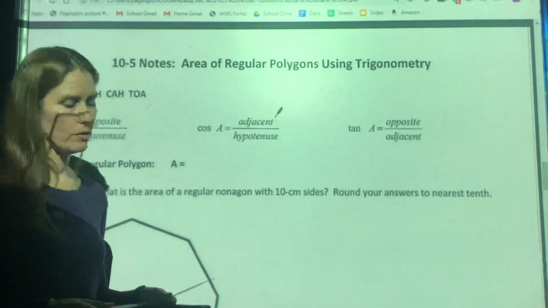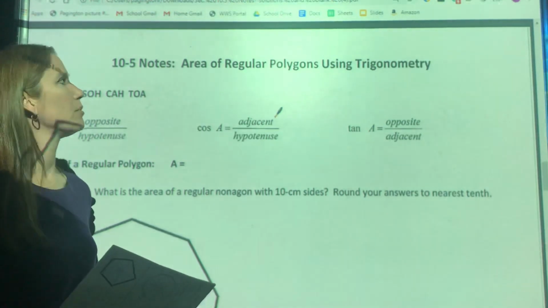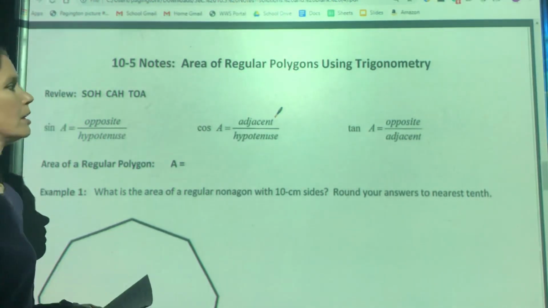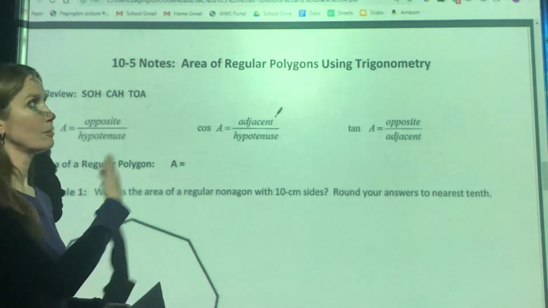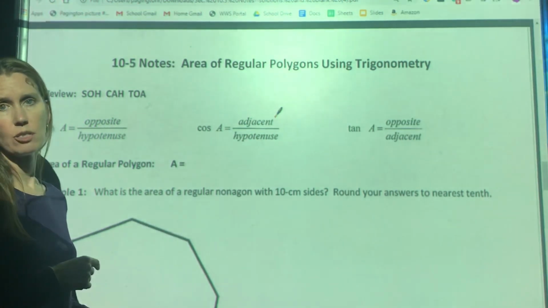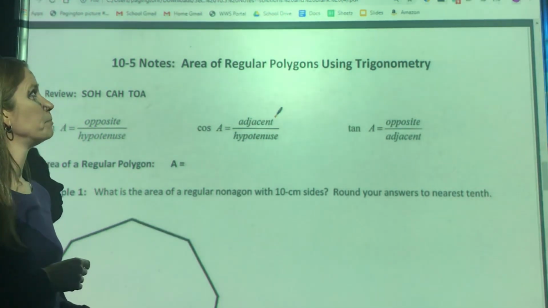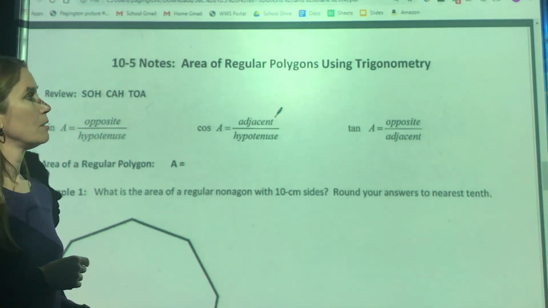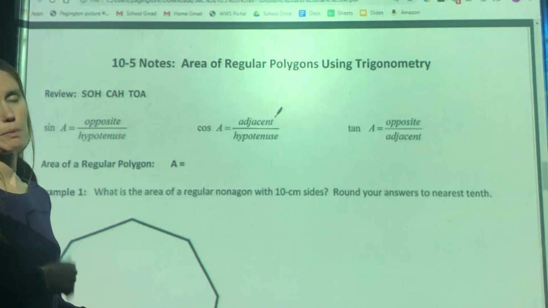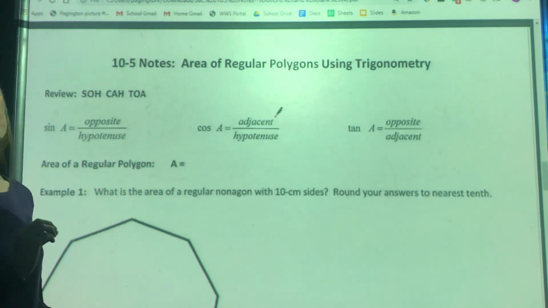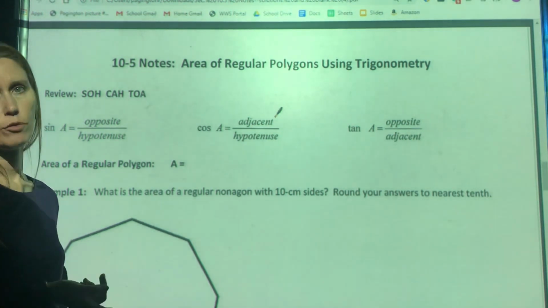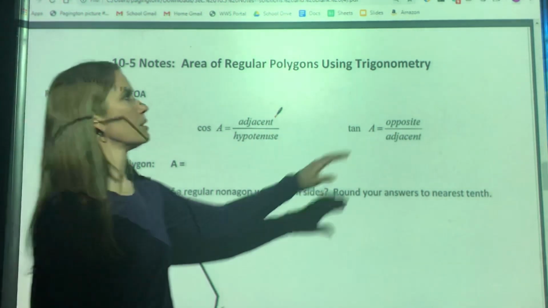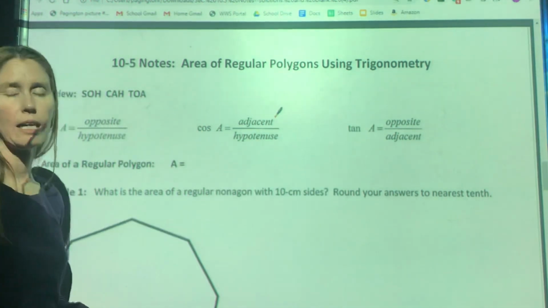Okay, now we're going to go over section 10.5, which is area of regular polygons using trigonometry. So we're still using regular polygons. Everything we talked about in section 10.3 applies. And we're still using that 1/2 apothem times perimeter formula. The only new thing is instead of using 30, 60, 90 or 45, 45, 90, we're going to instead use trigonometry, the sine, cosine, and tangent.